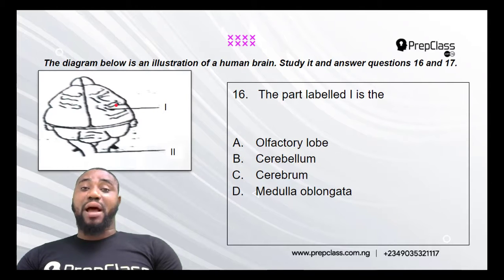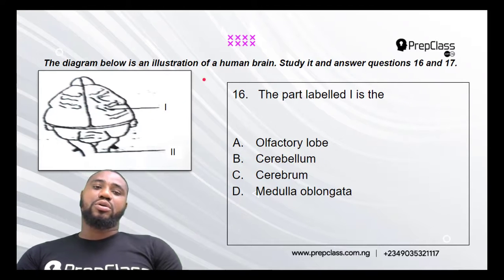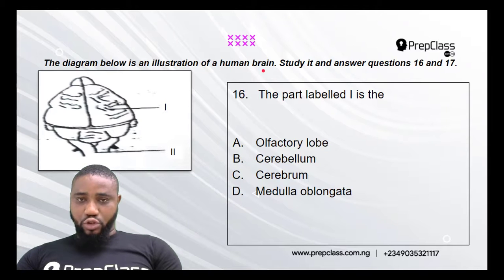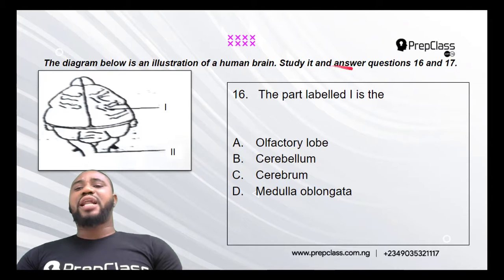This is the brain of a rabbit, because I can see this part is called the olfactory lobe. It is much more developed. Olfactory is smell. So the area that controls smell is more developed in rabbits and dogs than in man. Man's own is very small. It's not as pronounced as this. So the diagram below is an illustration of a rabbit's brain, not a human brain. Don't mind them. Study it and answer questions 16 and 17.